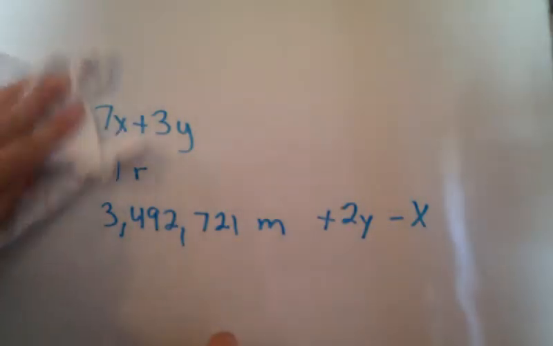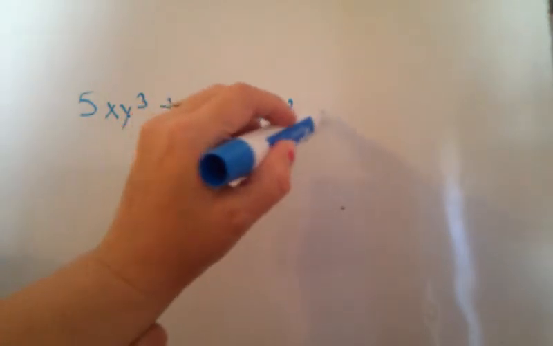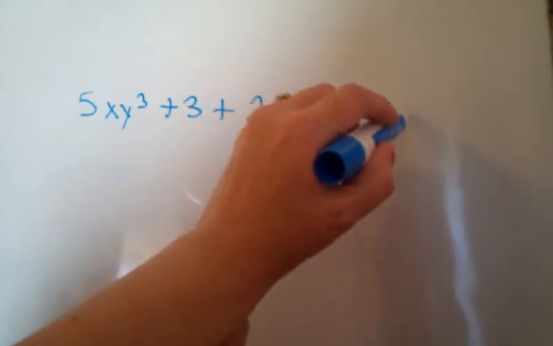Alright, let's look at the example at the top of page 2. The formal way to arrange terms of a polynomial is to place them in alphabetical order of descending powers. And I'll explain that. We have 5xy cubed plus 3 plus 2xy squared, x squared y, minus 4x cubed y squared.